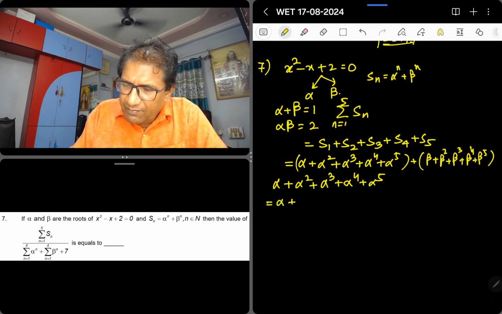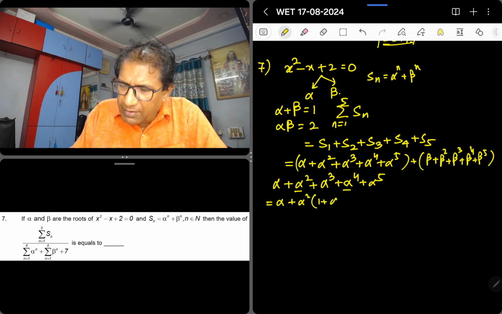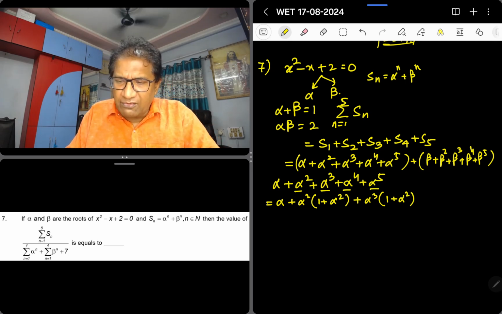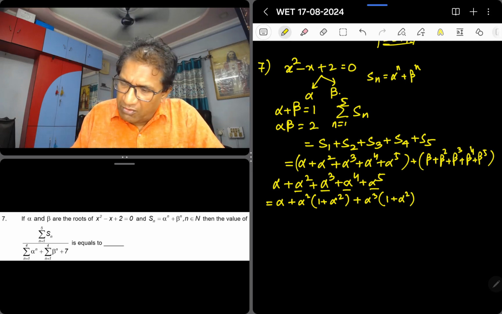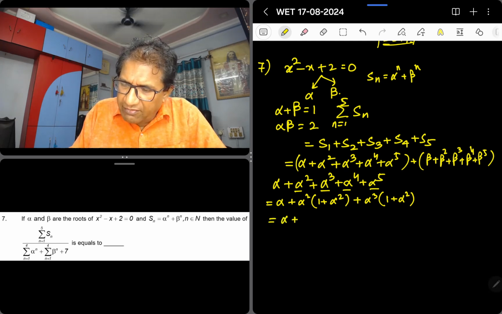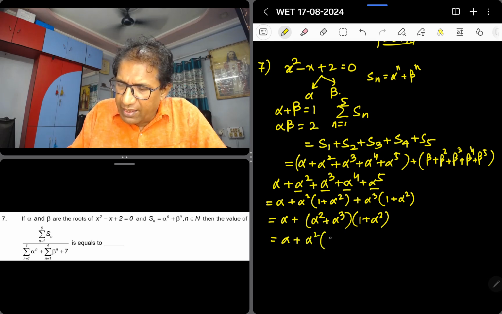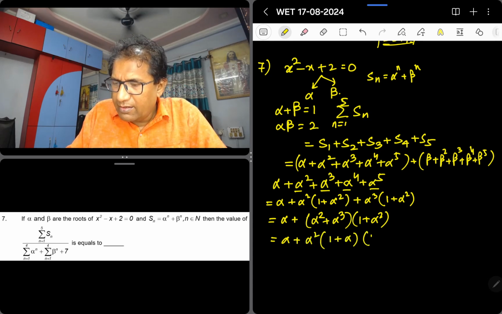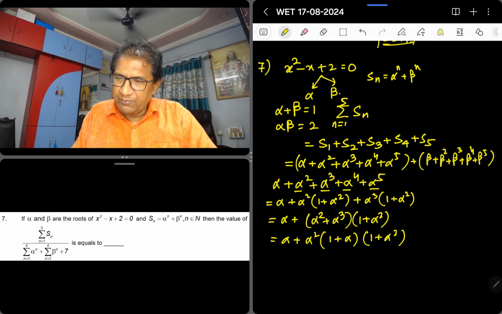Let me take alpha square common from these two. So we are having 1 plus alpha square, and again you are taking alpha cube common. So we are having 1 plus alpha square. I have taken alpha cube common from alpha cube plus alpha to the power 5. So we are having alpha square plus alpha cube into 1 plus alpha square, right? Now if I take alpha square common, we are having 1 plus alpha into 1 plus alpha square.